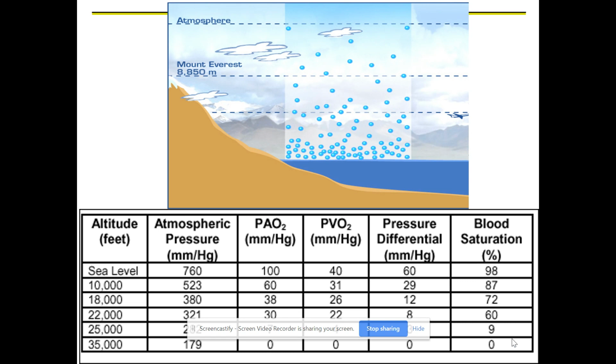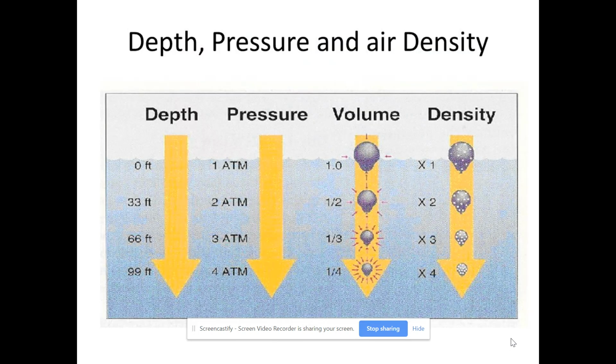Most planes fly between 25 and 35,000 feet. Look how much oxygen there is. The pressure is only around 200 or so, and only about 9% or less of your blood is saturated with oxygen. That is way too little for you to breathe. That's why they pressurize the cabin of airplanes.